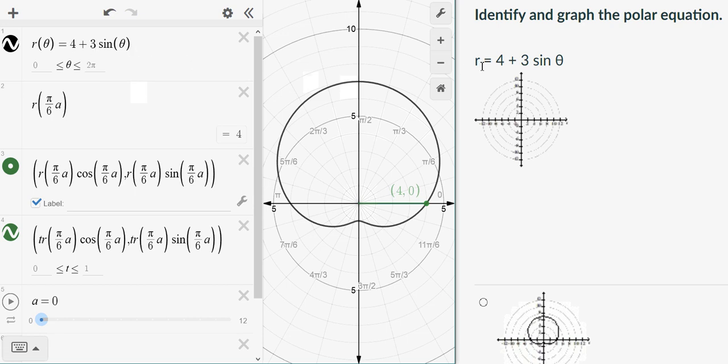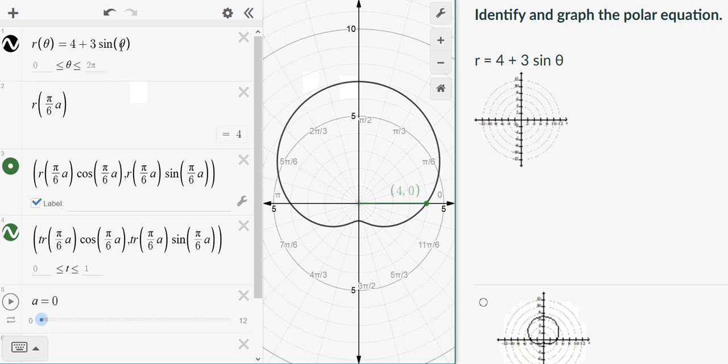Here we know we have r, and here in the bracket we have a theta. This tells us that r is a function of theta. For different values of theta, we'll have a different radius. For example, when theta is 0, sine 0 is 0. Then 3 times 0 is 0, and 0 plus 4.